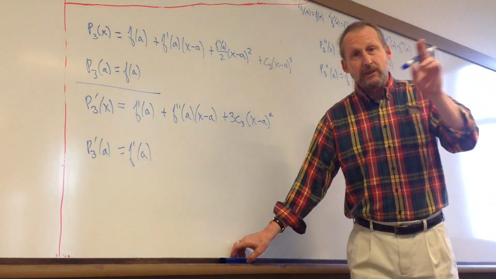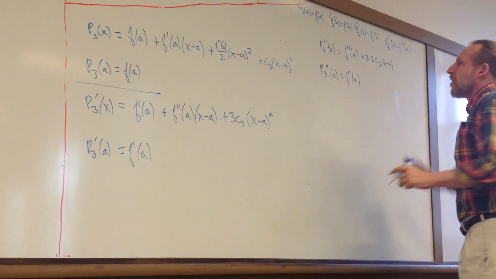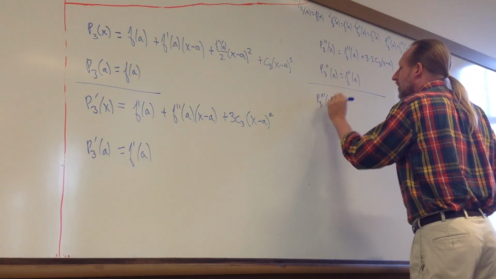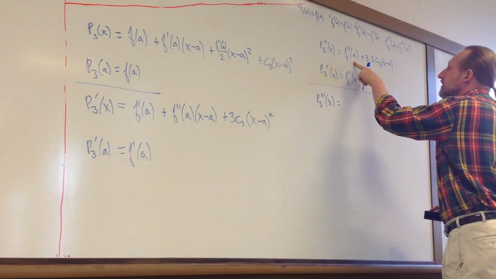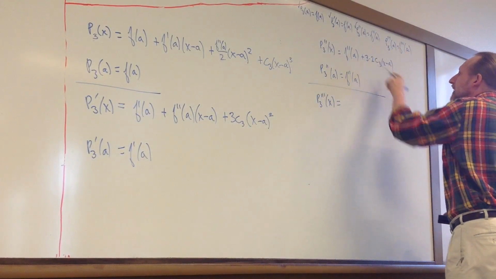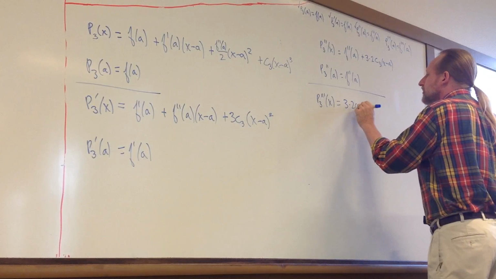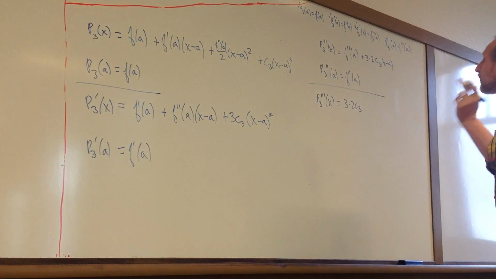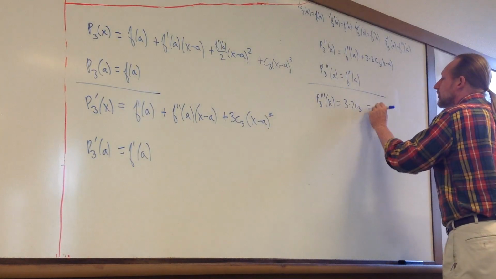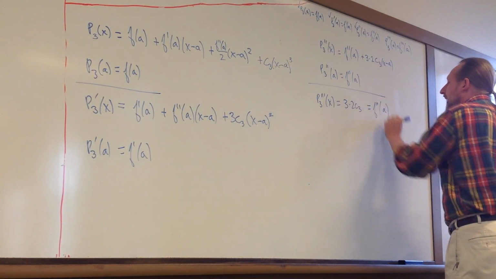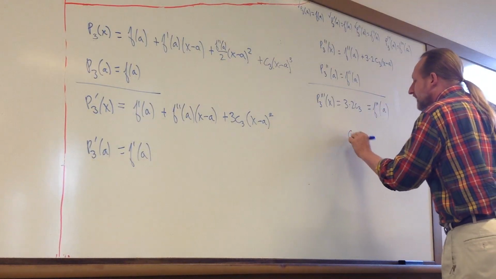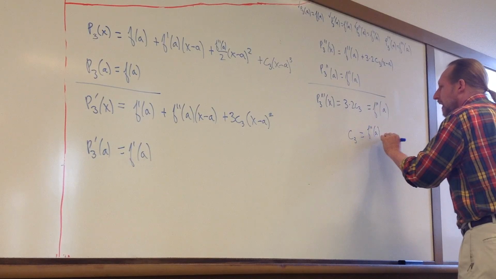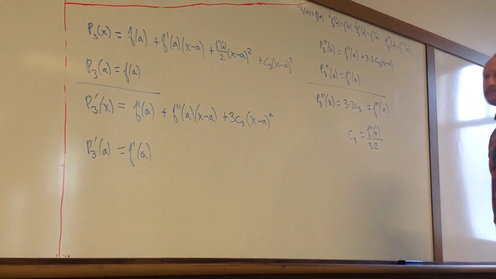Okay, that brings us to the third derivative. So p3 triple prime of x, this is a constant, its derivative is 0. Here we'll get the coefficient, 3 times 2 c3, and that's it. Okay, now we want this to be equal to f triple prime at a, and the way for that to happen is if c3 is f triple prime over 3 times 2.